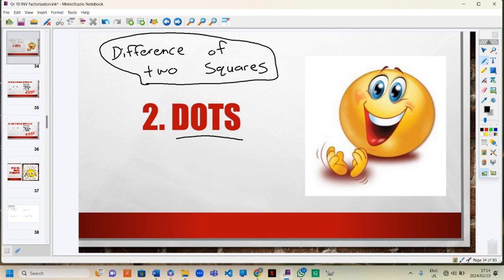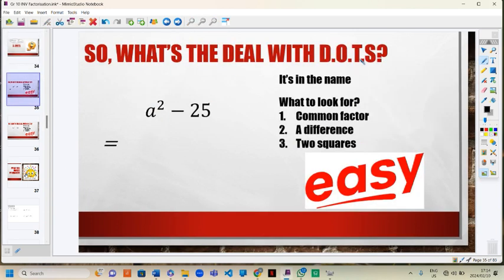So what's the deal with difference of two squares? If I gave you brackets like this, x minus 1 and x plus 1, and I told you to multiply this out, what is your answer going to be? We know we're going to get x squared. x times 1 is positive x, negative 1 times x is negative x, and negative 1 times positive 1 is negative 1. Add those like terms, and you're going to get x squared minus 1.